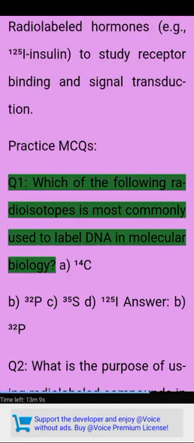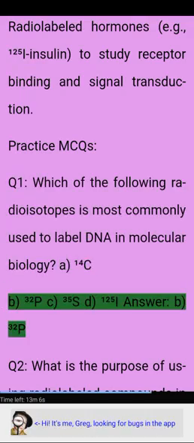Practice MCQs. Q1. Which of the following radioisotopes is most commonly used to label DNA in molecular biology? A. 14C. B. 32P. C. 35S. D. 125I. Answer: B. 32P.